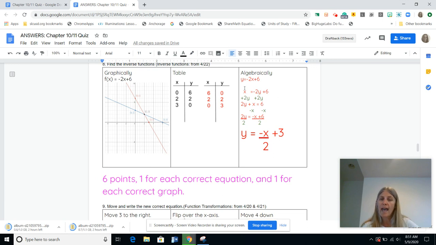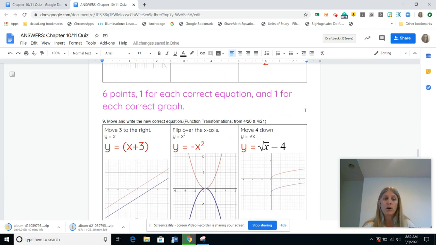So we're going to go ahead and add 2y to both sides. That leaves us with 2y plus x is equal to 6. Then we're going to subtract x from both sides, and that leaves us with 2y equals negative x plus 6. And then we finish isolating our y by dividing everything on both sides by 2. So that leaves us y is equal to negative x divided by 2 plus 3. So that one's worth 2 points. The rest of them are worth 1.